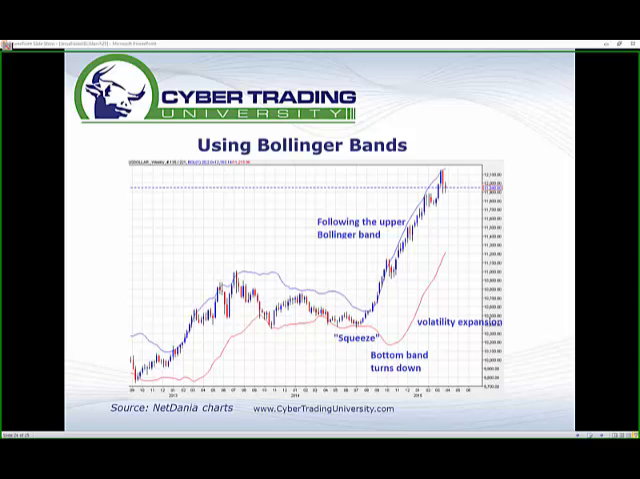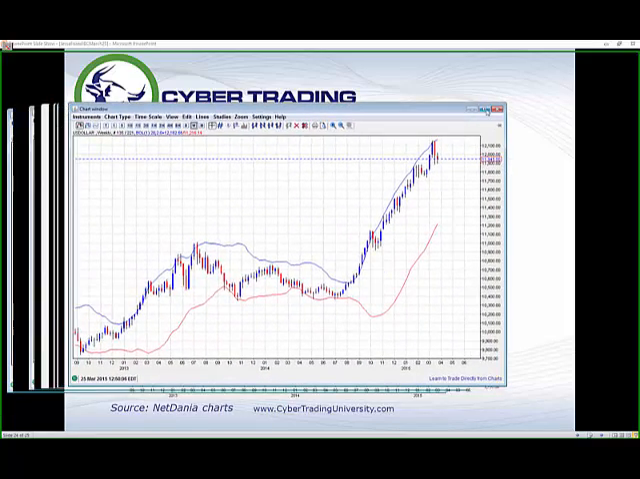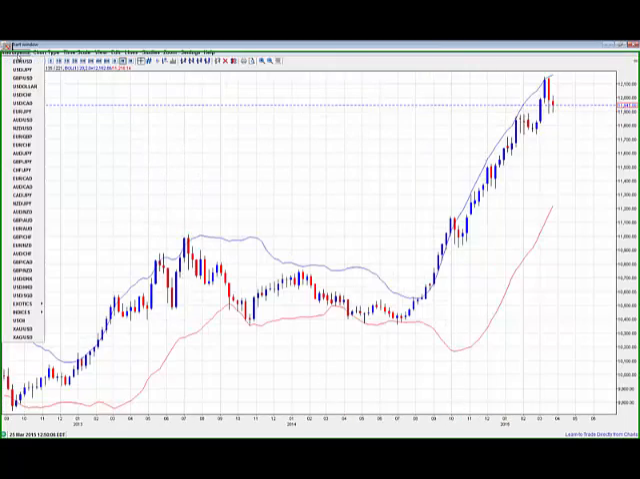So I'm going to show you some examples of other squeezes right now, just to show you that it doesn't only work on the US dollar index. Let me just get my chart here. I'm going to show you some other instruments, and we're going to look for squeezes.